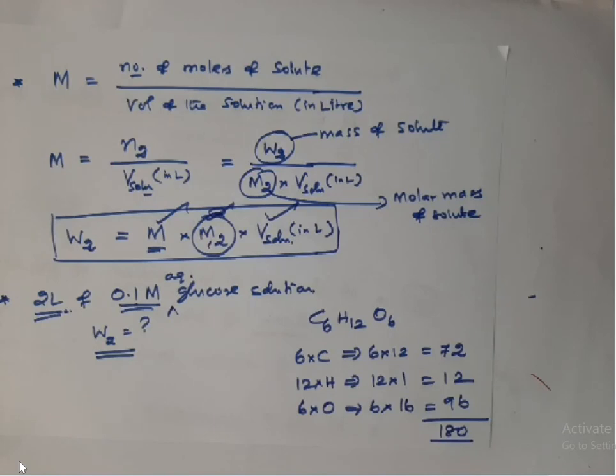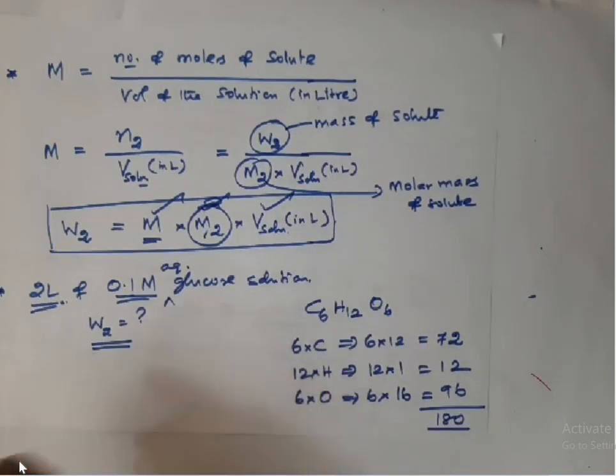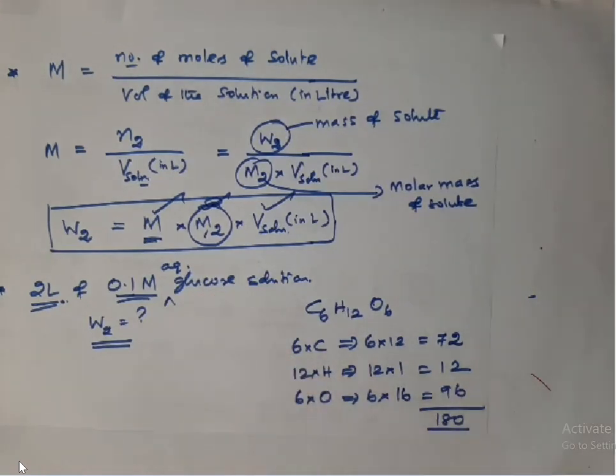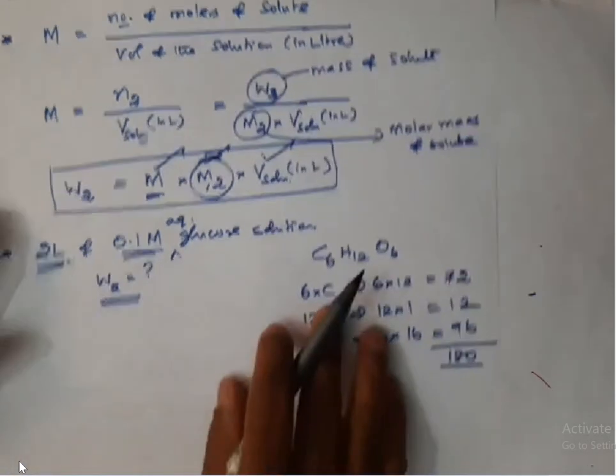Students, remember, I have already given the molar mass of calcium carbonate. What's the molar mass of calcium carbonate? 100. Now I am giving you the second one. These are all very important substances. Often you can see them in problems. So what is the molar mass of glucose? You should immediately say 180. Remember the value.